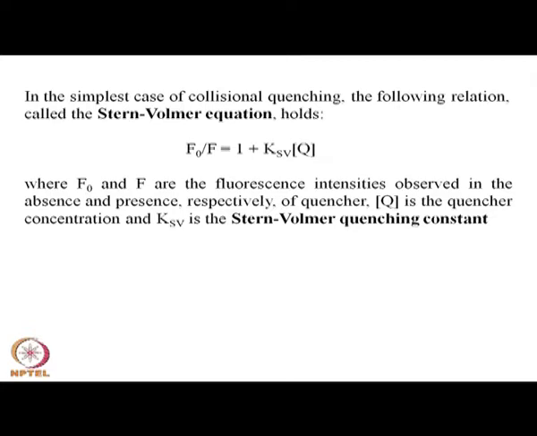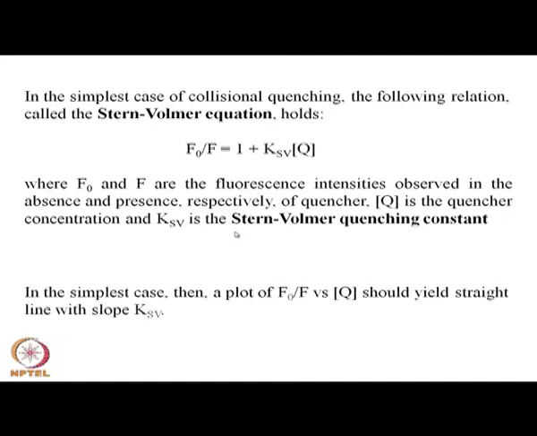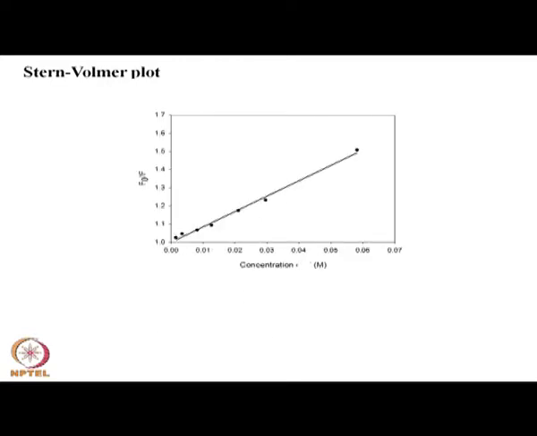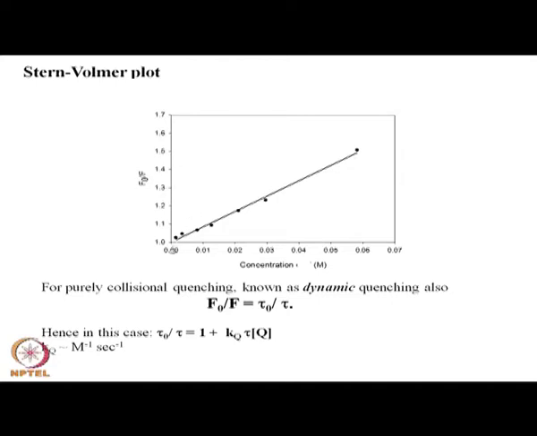In the simplest case of collisional quenching, the following relation is called the Stern-Volmer equation, and it holds good, where F0 and the others are already known, KSV being the Stern-Volmer quenching constant. If we plot F0 by F versus Q, this should yield a linear plot with a slope of KSV. This is a representative plot of F0 by F versus concentration in mole. Generally it remains linear, but under certain circumstances it may deviate from linearity.